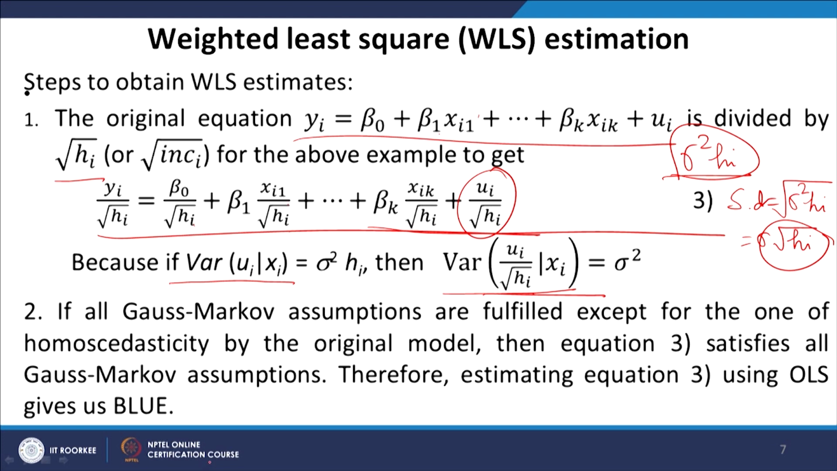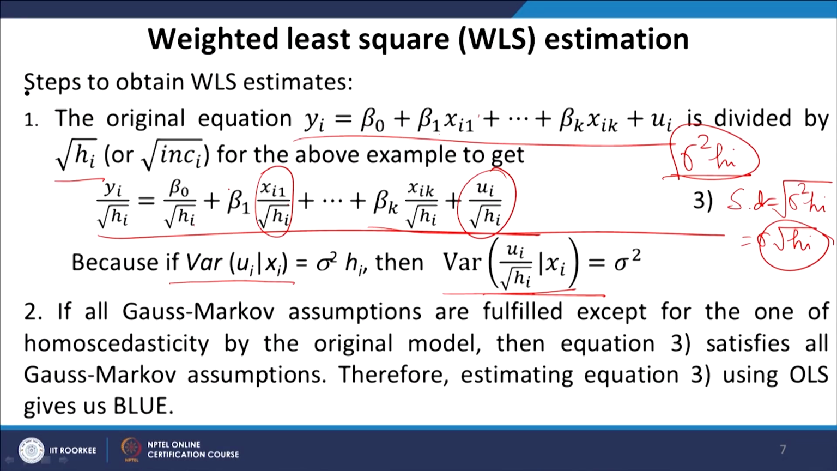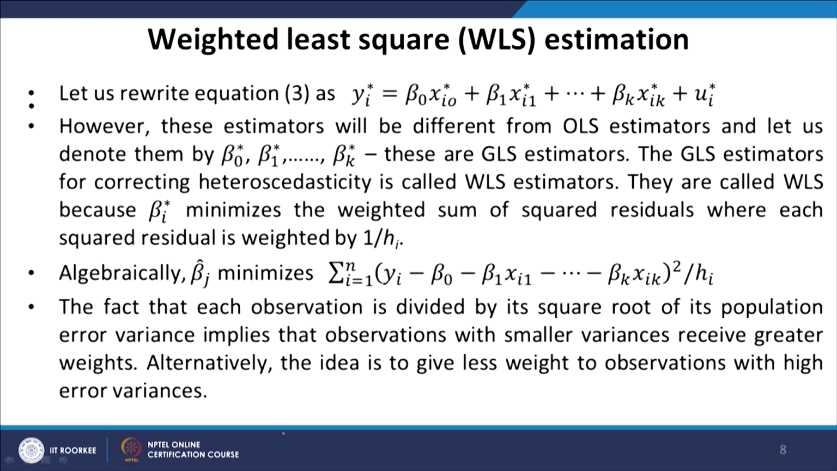So, we have the more efficient or the most efficient estimators, the best estimators, along with the fact that the estimators will also be unbiased, right. But one thing we need to notice here is that the variables are not now x1, x2 and so on. Instead, what are the variables? The variables are now xi 1 upon root over hi, similarly xi 2 upon root over hi and xik upon root over hi, and also in place of the constant term we have one variable which is 1 upon root over hi, right. So, we rewrite equation 3 as yi star equals beta naught xi naught star plus beta 1 xi 1 star and so on, plus beta k xi k star plus ui star.